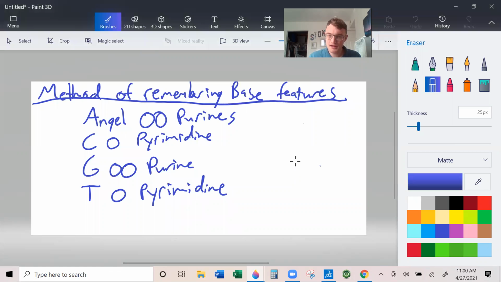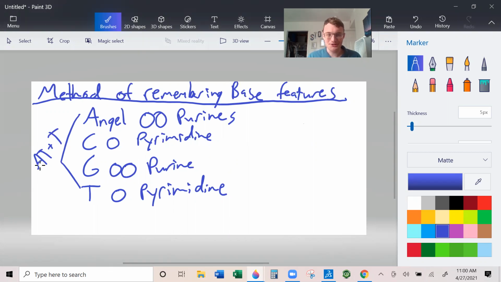Make room here. Okay. A pairs with T. And if you've ever heard of the telephone company AT&T, right? That helps you remember that A and T pair together, because you've got AT&T. And there are two T's in AT&T. So A and T make two. A and T make two hydrogen bonds.